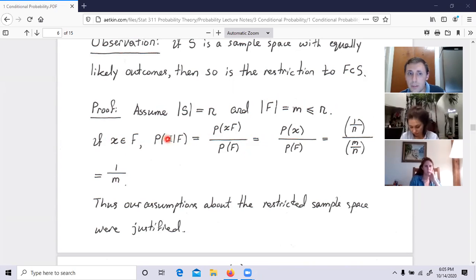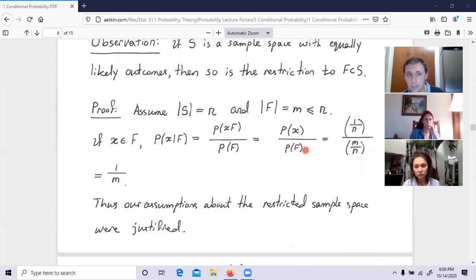So what's the probability of X given F? It's the probability of X intersect F divided by the probability of F. The probability of X intersect F is just the probability of X, because F contains it, right? So it's just the probability of X divided by the probability of F. But we are dealing with a sample space S that has equally likely outcomes. So the probability of X within S is 1/n. And the probability of F within S is m divided by n. Remember that we spent such a long time discussing those sample spaces. Multiplying everything by n, I get 1/m.